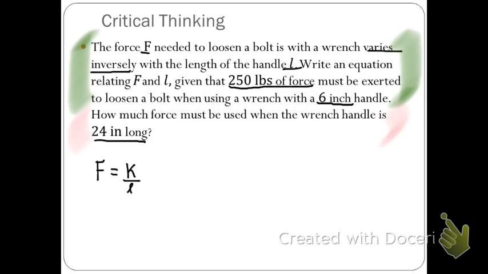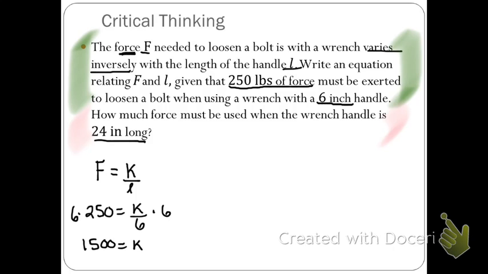Okay. Then it says, given that 250 pounds of force, remember that F is force, because it tells you up here, it's force. So we want to plug in 250 for our force is equal to K, again, over our L. And it says that force must be exerted to loosen a bolt when the wrench has a 6-inch handle. So remember, L is the length of the handle, so L is 6. All right, that means we are going to multiply both sides by 6 to get what K is equal to. So we should have 1500 equals K.